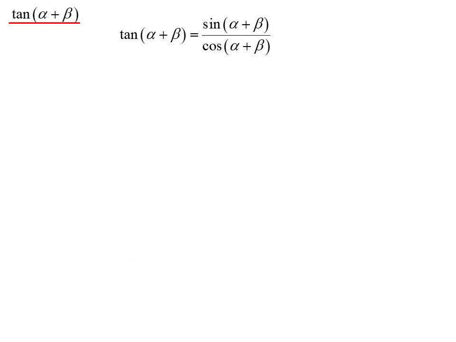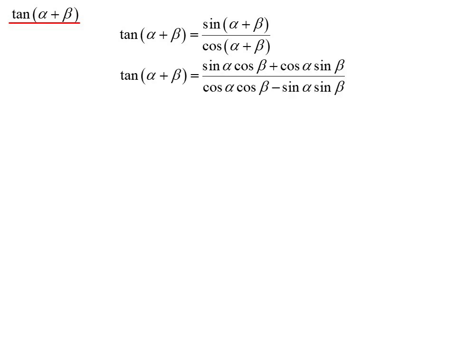Let's find one for tan. The tan of alpha plus beta, but of course we know tan is sine on cos. I can now substitute in what we now know, so the sine, cos, cos, sine. If it's a sine, it's a sine. And on the bottom of the fraction I've got cos, cos, sine, sine. If it's not the sine, it's not the sine.